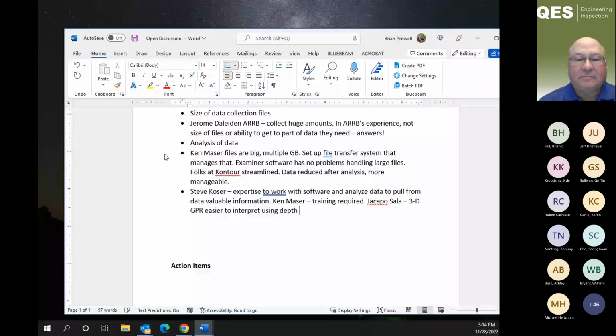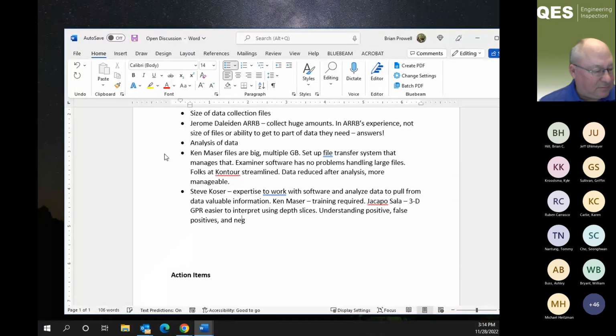This doesn't mean that analyzing the data in depth is a piece of cake. It requires a little bit of expertise, especially in understanding what is a positive, what is a false positive, and what is a negative, right? That builds up confidence in understanding the data and being sure of your analysis. That is going to take time, like with every tool.